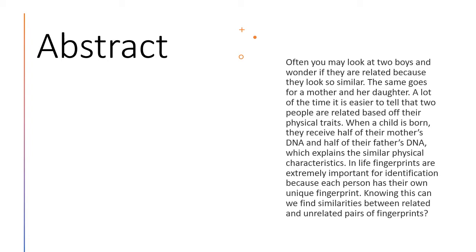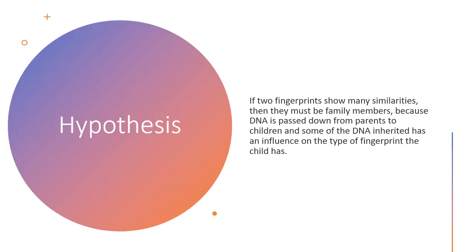In life, fingerprints are extremely important for identification because each person has their own unique fingerprint. Knowing this, can we find similarities between related and unrelated fingerprints? The hypothesis we came up with for our project is if 2 fingerprints show many similarities, then they must be family members because DNA is passed down from parents to children, and some of the DNA inherited has an influence on the type of fingerprint the child has.